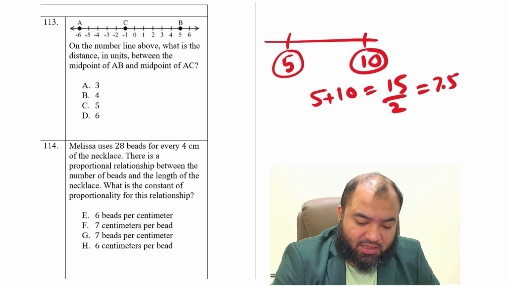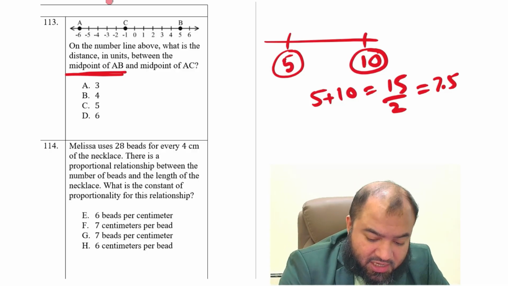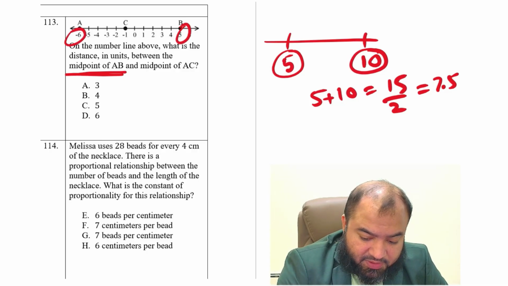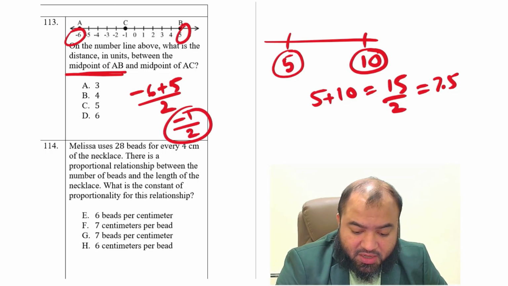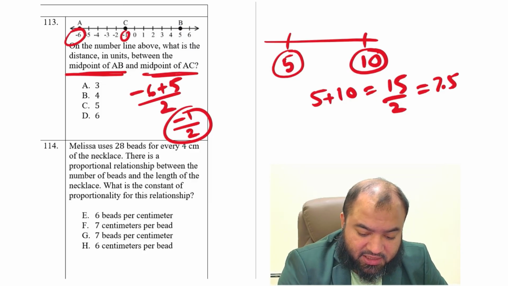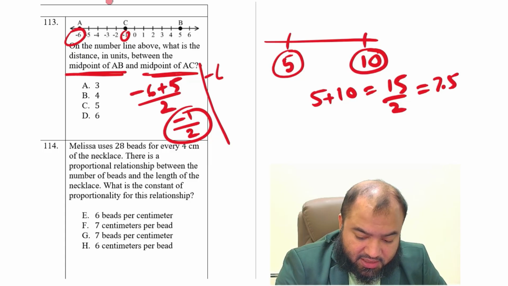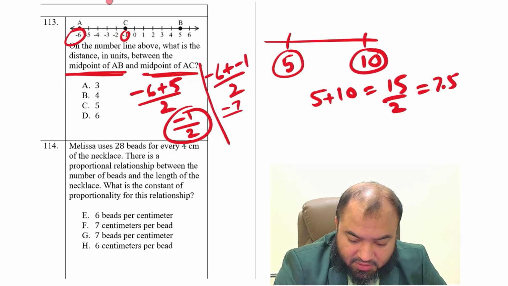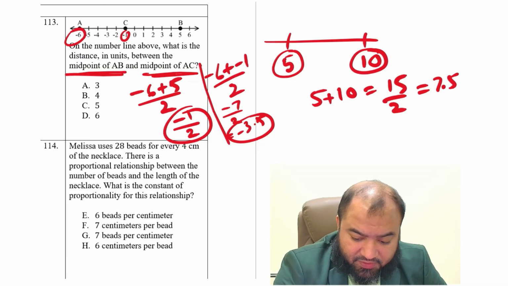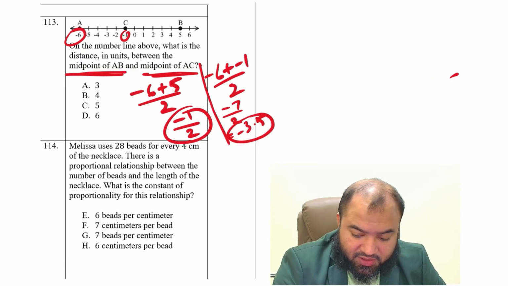So the midpoint of AB, let's find that first. A is -6 and B is 5. So -6 plus 5 divided by 2. That's -1 over 2, so that's -0.5. Let's find the midpoint of AC. A is -6 and C is negative 1. Let's do the same thing. Negative 6 plus negative 1 divided by 2. That's negative 7 divided by 2, that's negative 3.5. Okay? So negative 0.5 to negative 3.5.